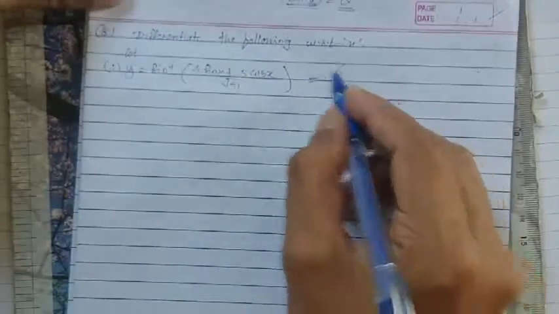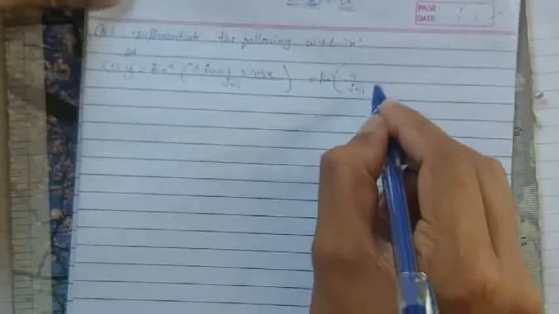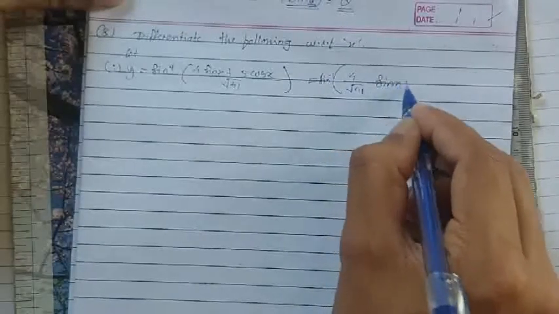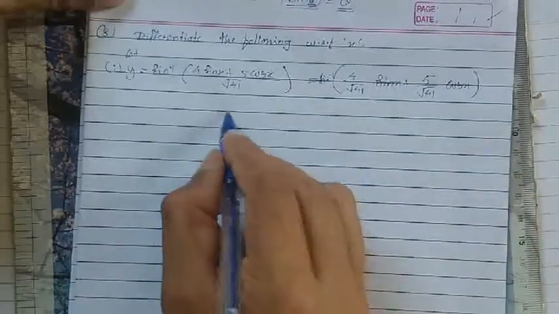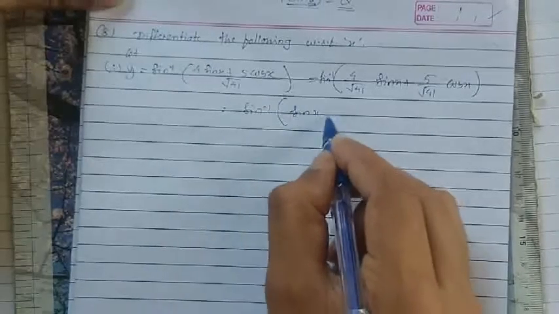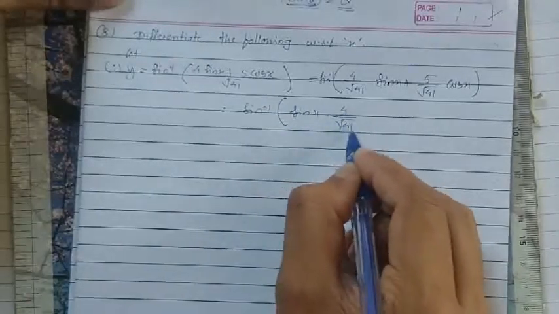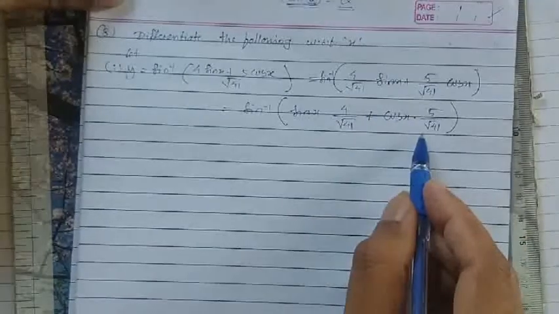So try to separate out that denominator. Sine inverse of 4 divided by root of 41 into sine of x plus 5 divided by root of 41 into cos of x. Try to rearrange them. We know that multiplication is always commutative. So sin x into 4 divided by root of 41 plus cos x into 5 divided by root of 41. So we have to convert that given angle in terms of sine angle.